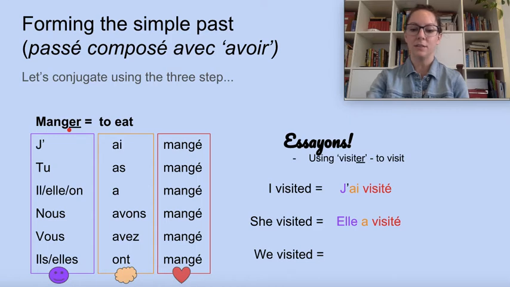The answer is nous, subject pronoun, nous avons, so I've got to put the liaison on there, the avoir auxiliary, and then finally the past participle visité. All right, now I want to explore with you how I change step number 3.